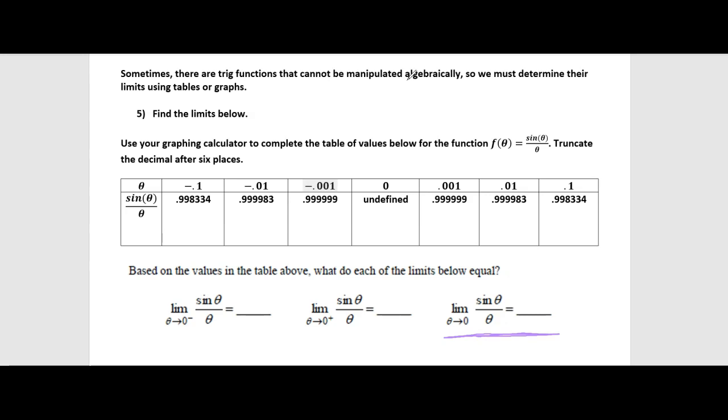We are approaching 0. We are looking at the whole limit, so we're approaching from both sides. And you can see as we approach 0 from the negative side, we seem to be approaching 1, and as we approach from the positive side, we also seem to be approaching 1. So both of our one-sided limits are 1, and if both of our one-sided limits equal the same real number, then that means our actual limit is also going to be equal to that. So this is a key relationship we're going to take forward. The limit as theta approaches 0 of sine of theta over theta is equal to 1.